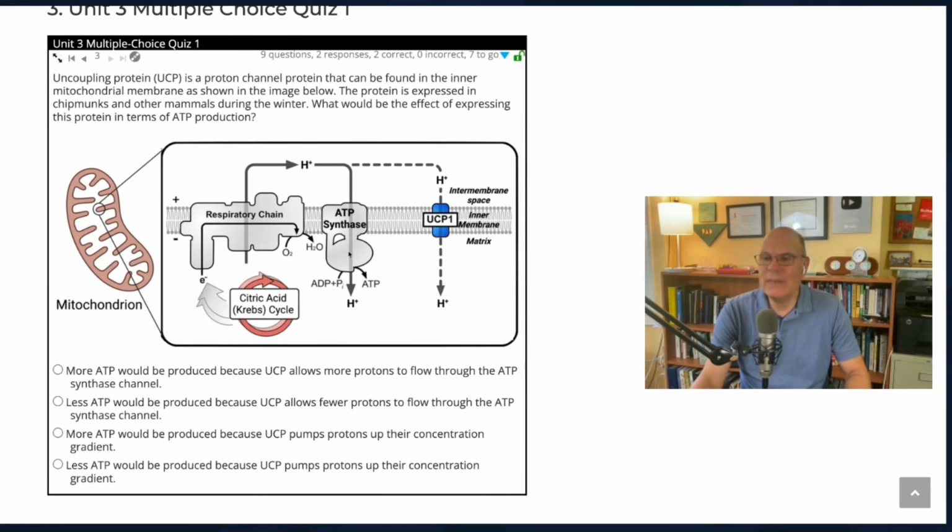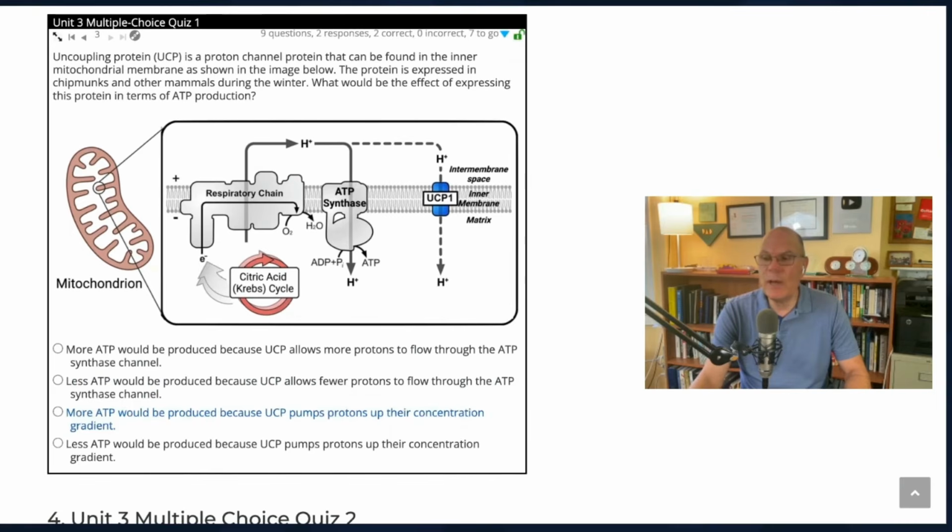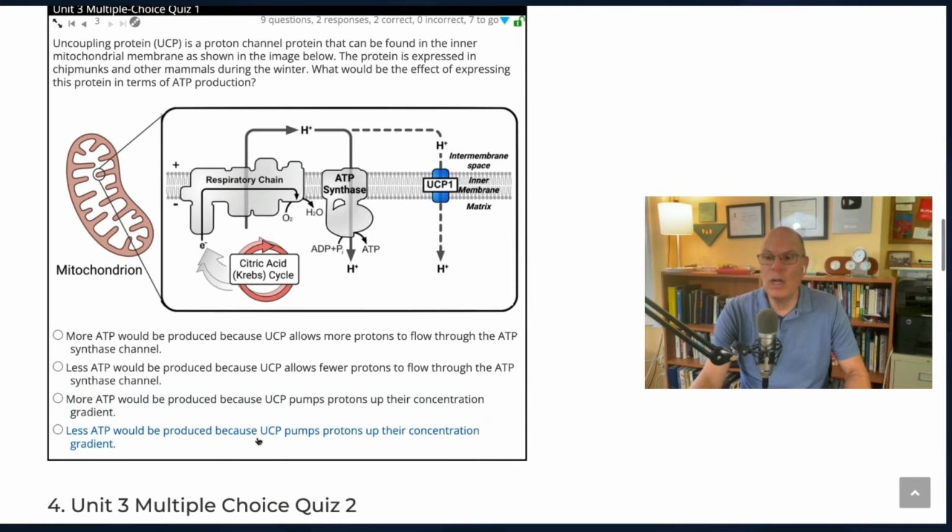through ATP synthase. So the choices are: more ATP would be produced because UCP allows more protons to flow through the ATP synthase channel. Choice 2, less ATP would be produced because UCP allows fewer protons to flow through the ATP synthase channel. Choice 3, more ATP would be produced because UCP pumps protons up their concentration gradient. Choice 4, less ATP would be produced because UCP pumps protons up their concentration gradient.